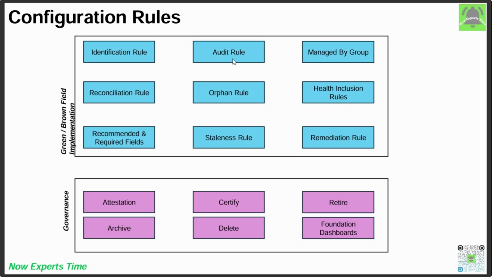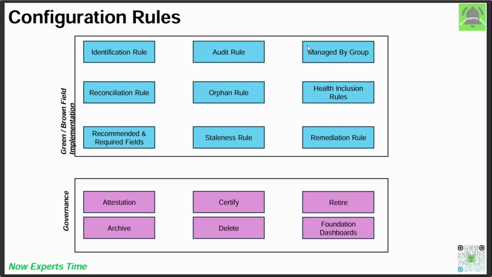Coming back to the audit rule, orphan rule, and staleness rule, these are all things you already know. They are already available in your CI Class Manager and in CMDB Workspace. So you already know this base idea. Wherever fine-tuning is required, please configure it, and wherever a new entry is needed, please create a new entry.